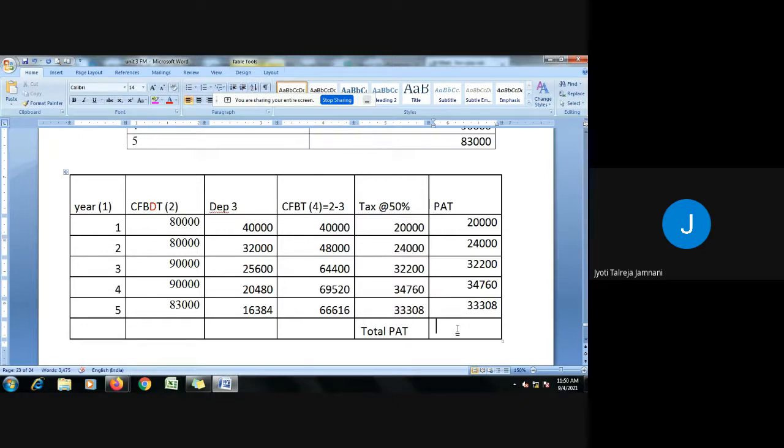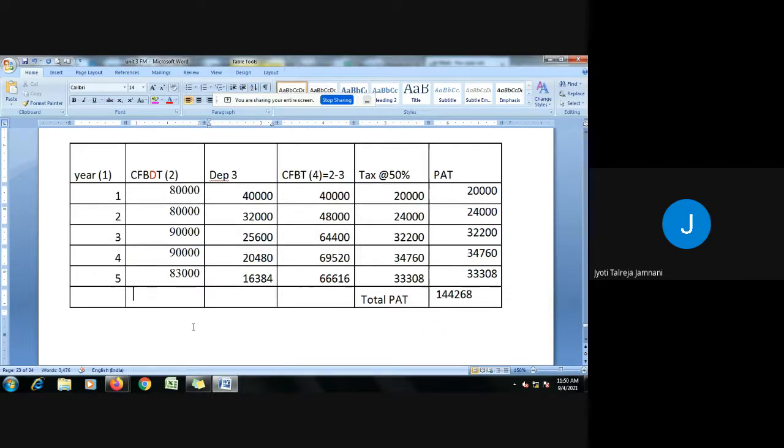I'll just total it, just 1 minute. 34,760 plus 33,308. So the total is 1,44,268. Okay, so this is your total profit after tax.